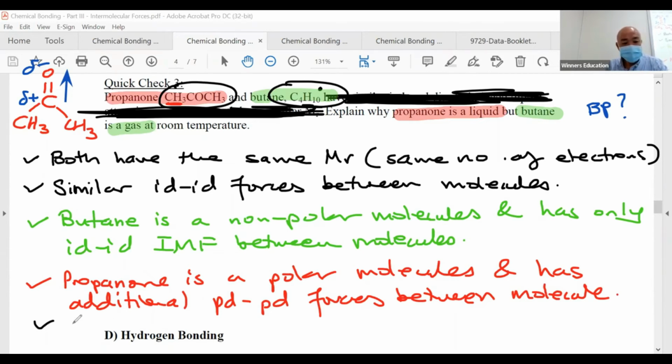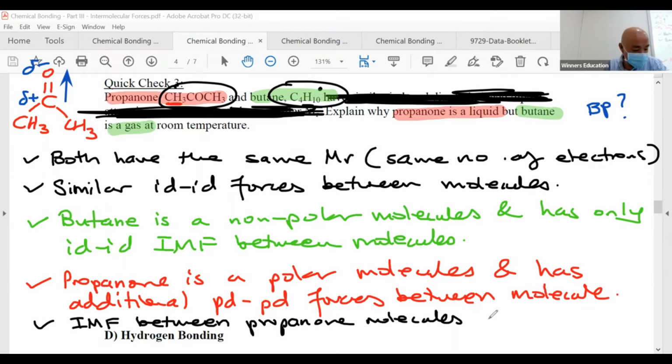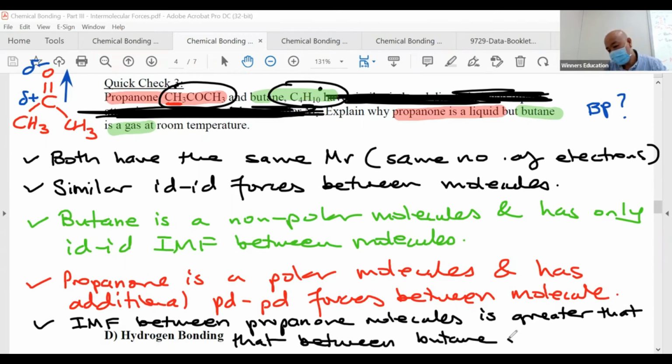Close it. So the overall intermolecular forces between the propanone molecules must be greater than that between butane molecules. I'm trying to find an angle to close the question, can you see? And therefore I'm going to close it, which is boiling point. Make sense? So carry on.